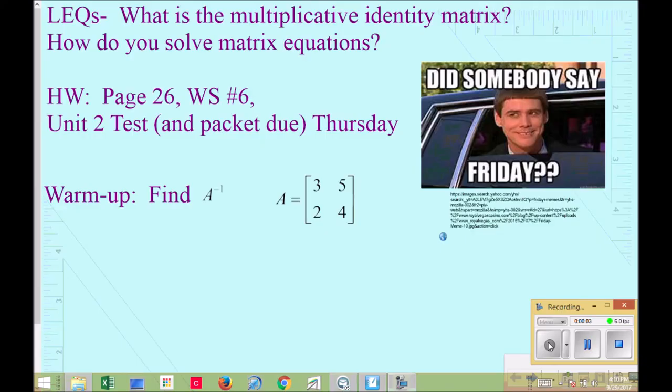This is day 9 of Unit 2. We started today with a warm-up. So pause the video, try the warm-up, and then play to check your answers. So find the inverse of A.